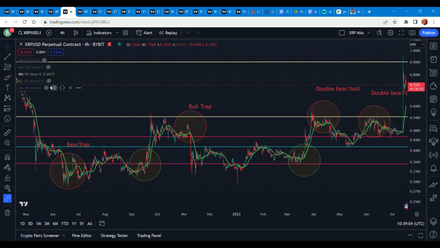Now we're going to look at the 50 MA, and you can see the way I have set up the chart. This is my MA chart, and I'm a minimalist in life, and my rule for everything is 5 of everything. So 5 MAs, that's it. I'm not going to clutter my life with a lot of information that will raise more questions rather than give me more answers. So as you can see, even the 4-hour is super choppy for XRP.